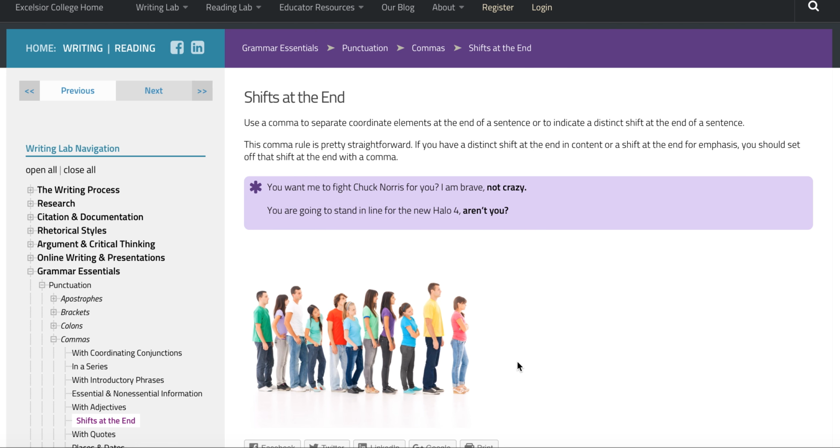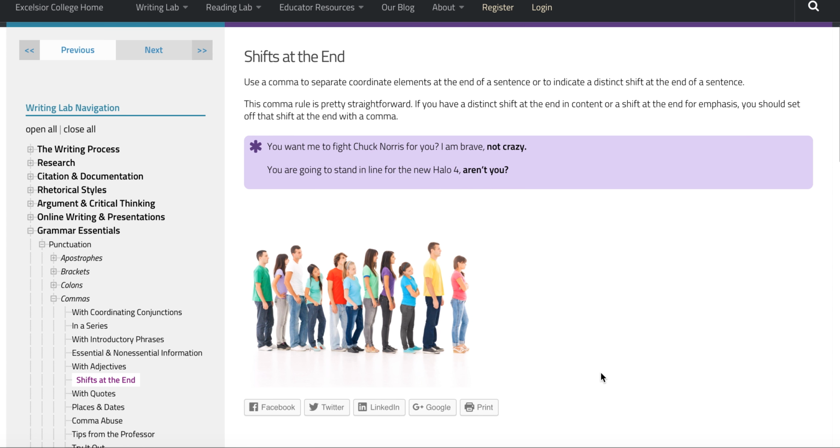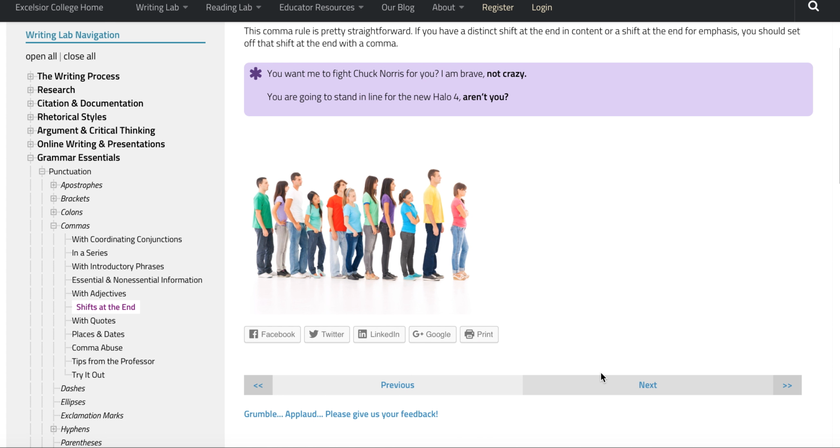This is the rule that just says if you have a sharp contrast or a significant shift that comes at the end of the sentence, go ahead and set that off with a comma. Though again, this is something that you're probably not going to use quite as much as some of the others.